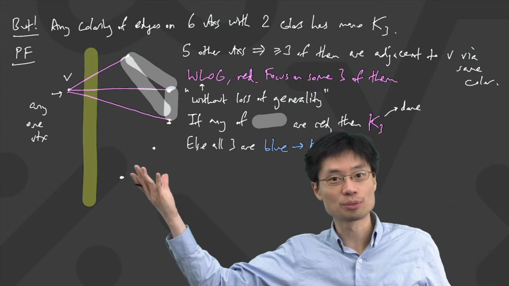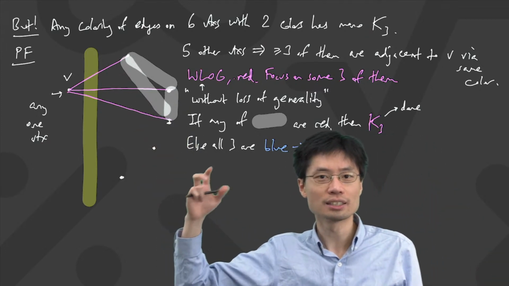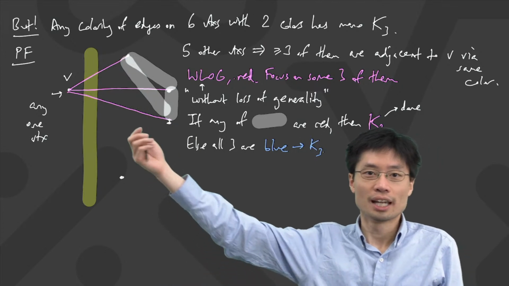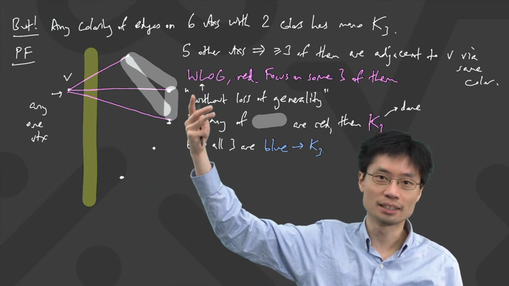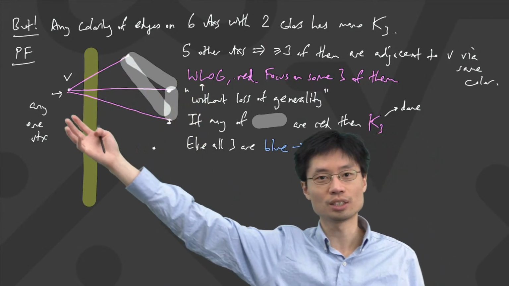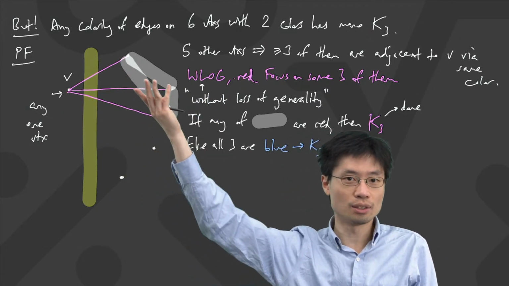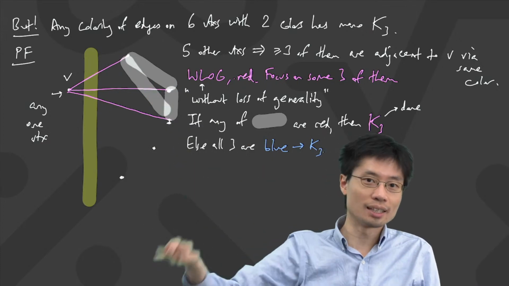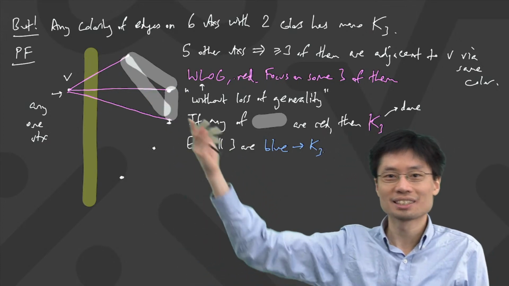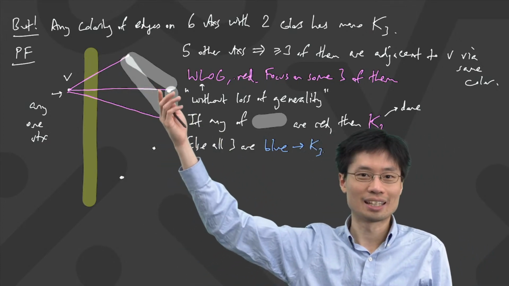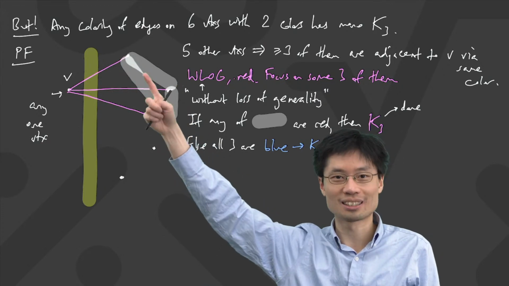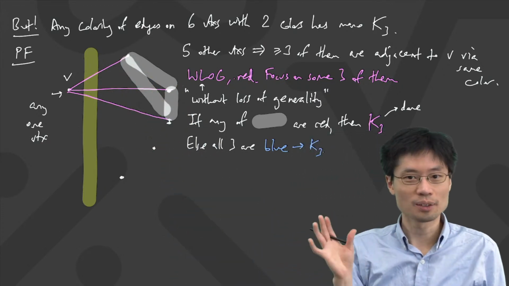So that's actually how this works. And without loss of generality, if the three were blue instead, I'll just do the same argument. If these were all blue, then each of those white shaded edges, if any of them is blue, I'm done. I have a blue K3. Otherwise, all of them are red, and I have this red K3. Did this argument make sense?